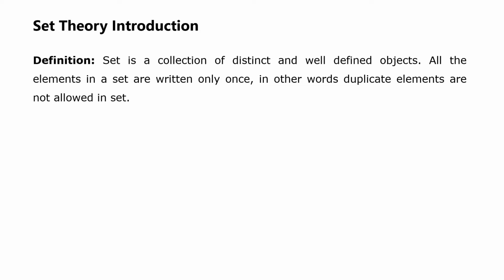So a set is nothing but a collection of distinct, do you know the meaning of distinct? Separate, or you may say unique elements. So a set is a collection of distinct as well as well-defined objects. All the elements in a set are written once. In other words, duplicate elements are not allowed in the set. So if there are two elements which are the same, you have to write it down only once. In simple language, duplicate elements are not allowed in the set.